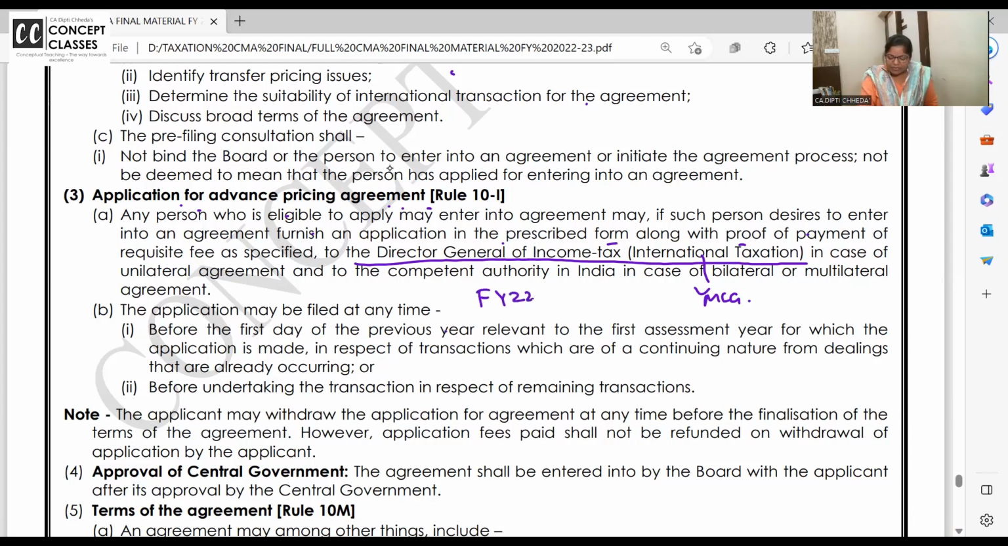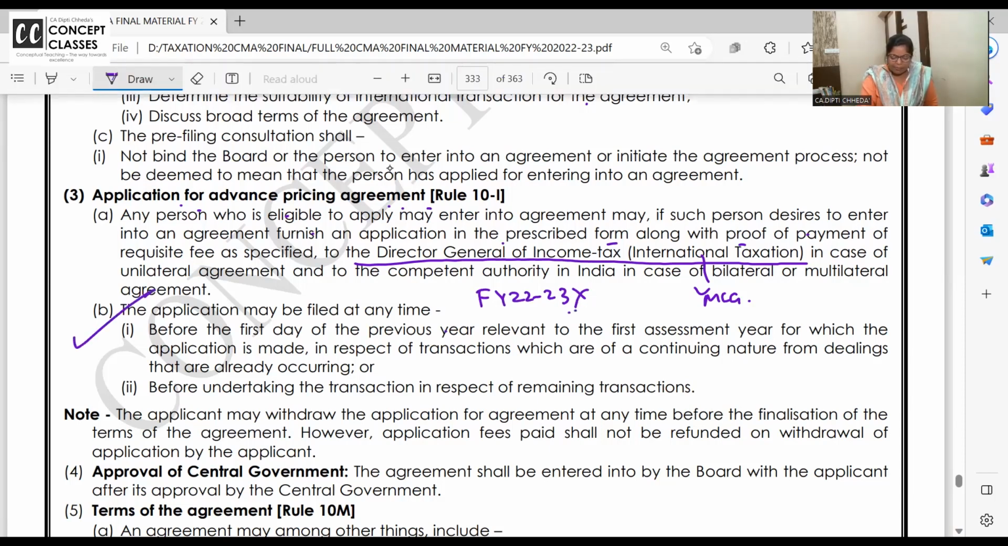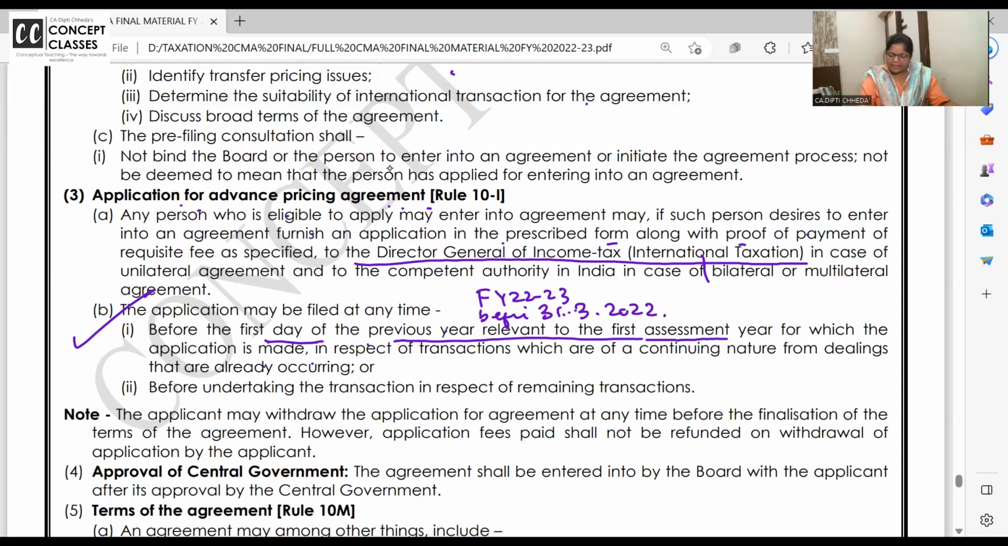Can I make an application for financial year 22-23 now? No. Why? Mark this point as important. Before the first day of the previous year relevant to the assessment year for which the application is made. So the application is made for financial year 22-23. Okay, then the first day of April, that means before 31st March 2022. Write down please, all of you. Are you all getting it? Plus 4 years. If you want to make an application for financial year 22-23, you have to make the application before 31st March.